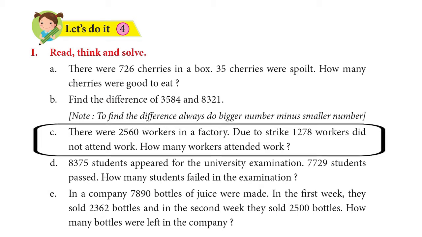Look at the next exercises. There were 2,560 workers in the factory. Due to a strike, 1,278 people did not attend work. So, how many people actually attended work? So, take out your notebooks and try these subtraction sums, because it will help you to understand borrowing better.